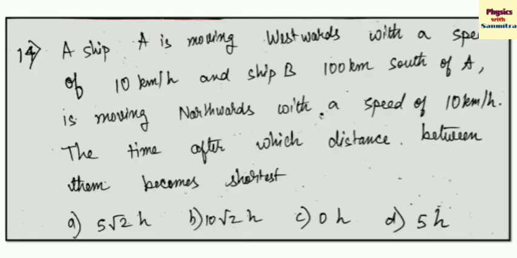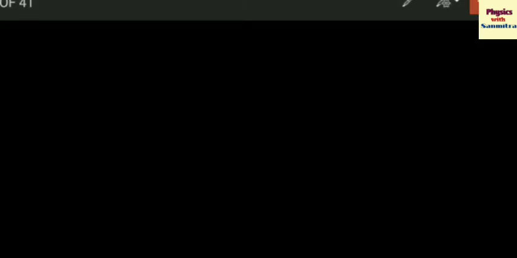See this formula, how simple it becomes. Ship A is moving westwards with a speed of 10 km per hour, and ship B, 100 km south of A, is moving northwards with a speed of 10 km per hour. The time after which the distance between them becomes the shortest. Okay, the options are 5 root 2, 10 root 2, 0 and 5 hour. Let's see what it is telling.